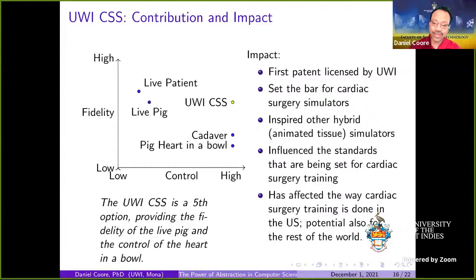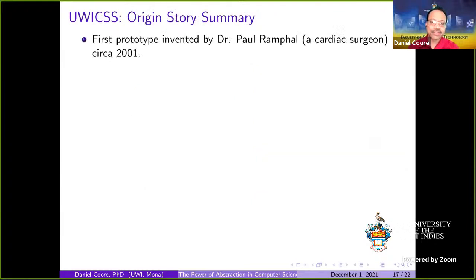And we expect that once it happens in the US, then, we have seen residents and doctors from other countries ask about the simulator. In fact, in some cases, they even get an opportunity to do a training session with it, and they're not in the US. But the point is that you can see that once the US takes a step in a particular direction, they have a lot of influence. So the fact that we've been able to have an influence on how cardiac surgery training happens in the US also means the potential is there for it to happen in the rest of the world as well. So here's a little bit of the backstory, and then I'll get to how the abstractions come in.